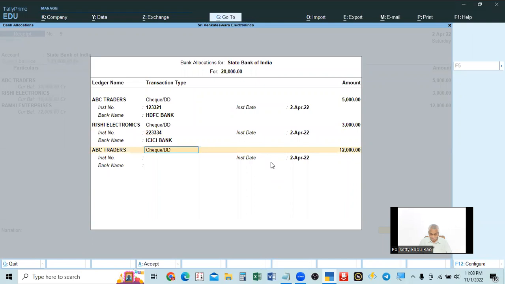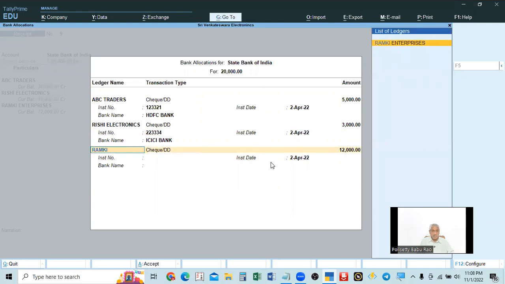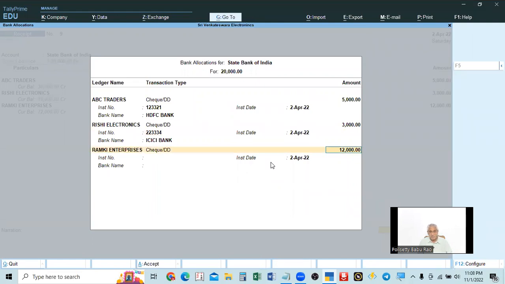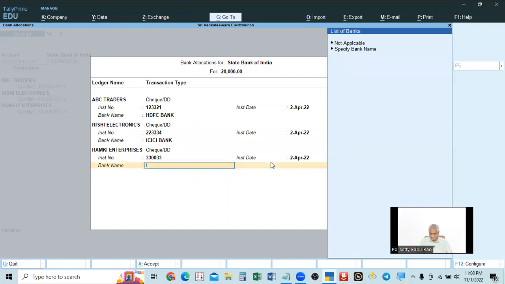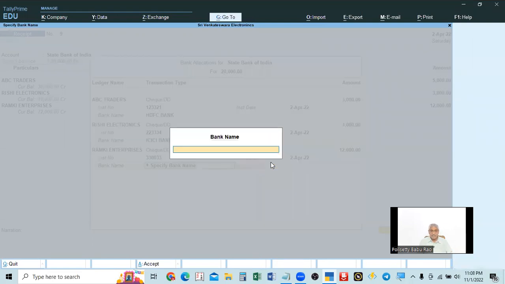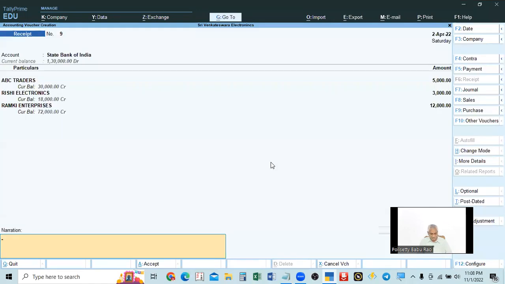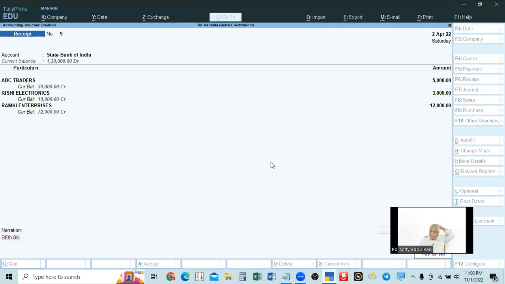Okay. Then last one is come here, Ramki Enterprises. Check default 12,000, check number 330033, and bank name is Indian Bank. So it's not there. Again, here specify the bank, Indian Bank. And here being checks received, the same narration we can write.